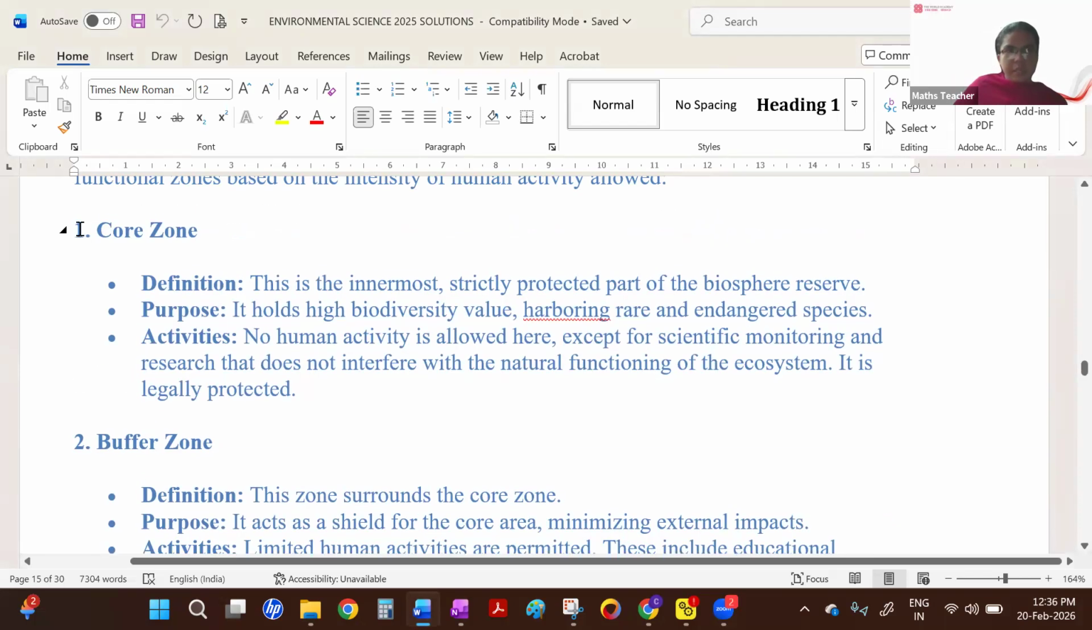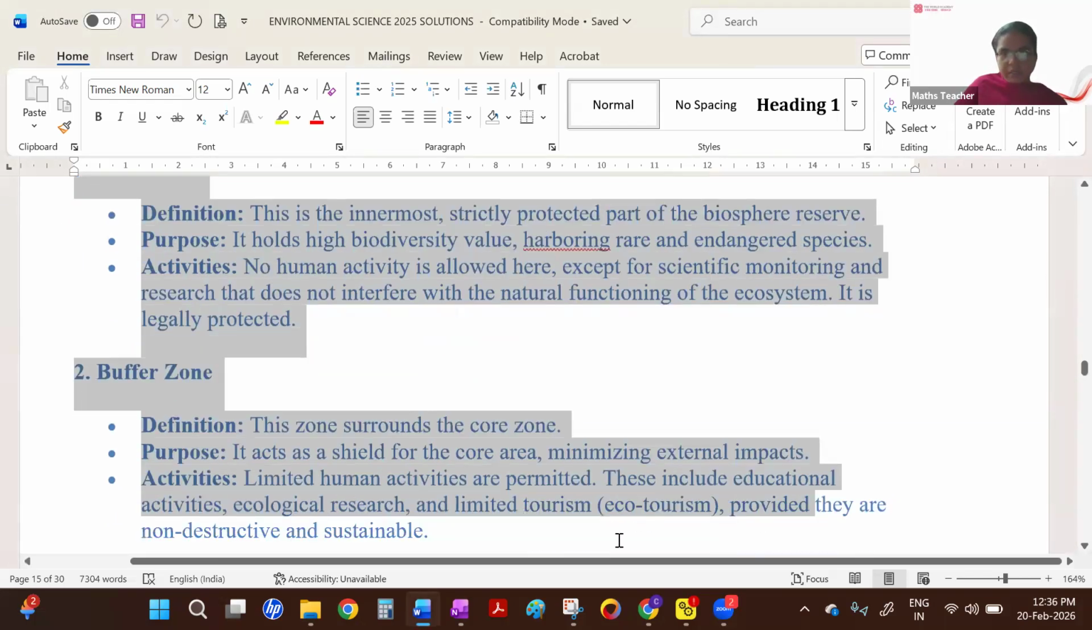I think I have to change this color to black. It's too light.